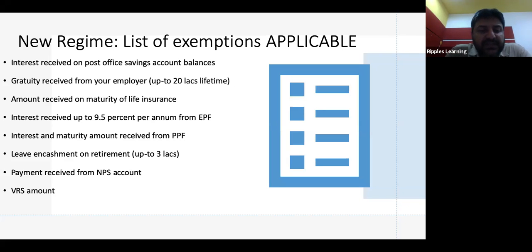NPS is National Pension Scheme and VRS is Voluntary Retirement Scheme. NPS is more like a pension fund that we are talking about, and VRS is for people who opt for early retirement, right? So all this list of exemptions is still applicable in the new tax regime.